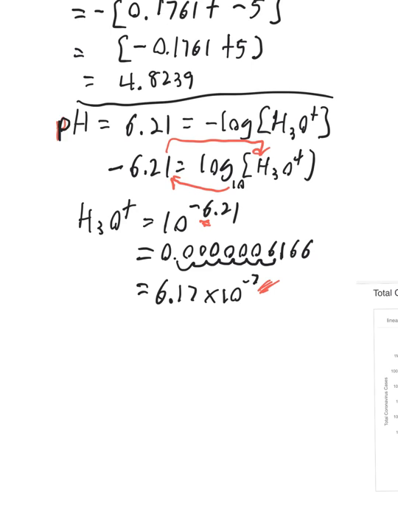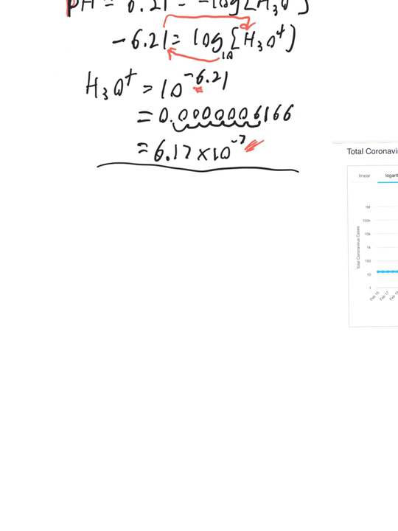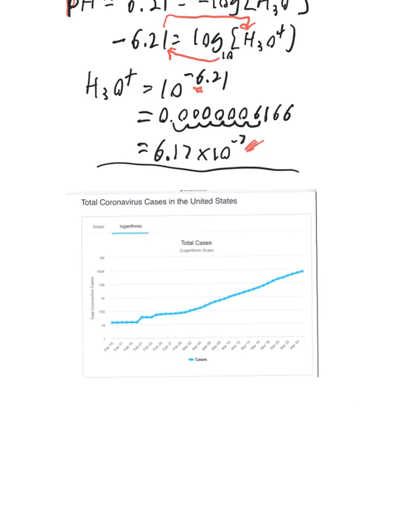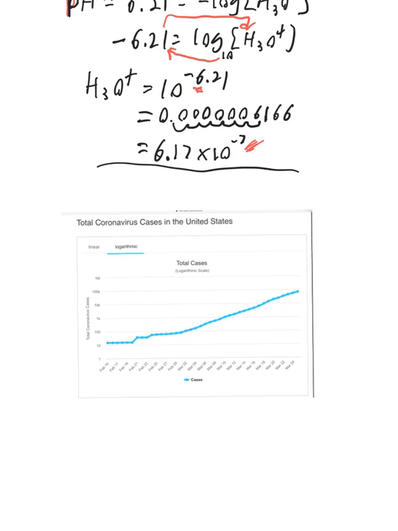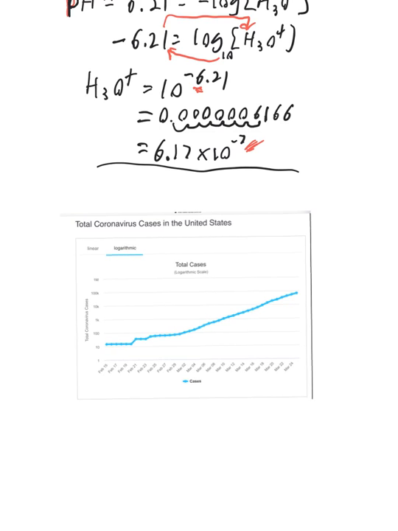Now, pH is what's called a logarithmic scale because it has a logarithm in it. There are other places where we use logarithmic scale, and I'll bring in this graph here.